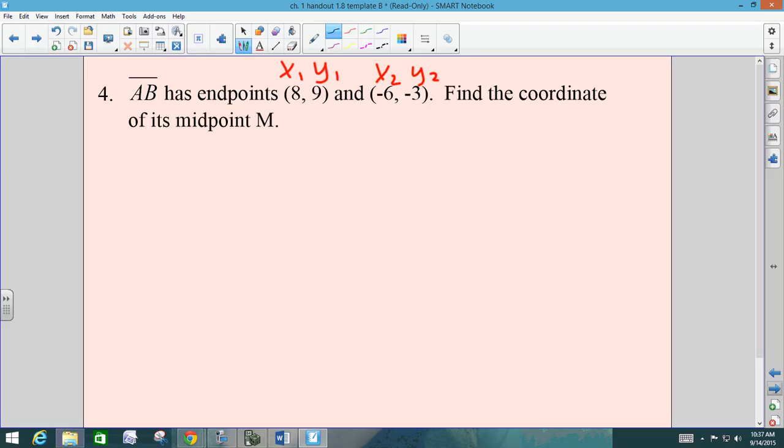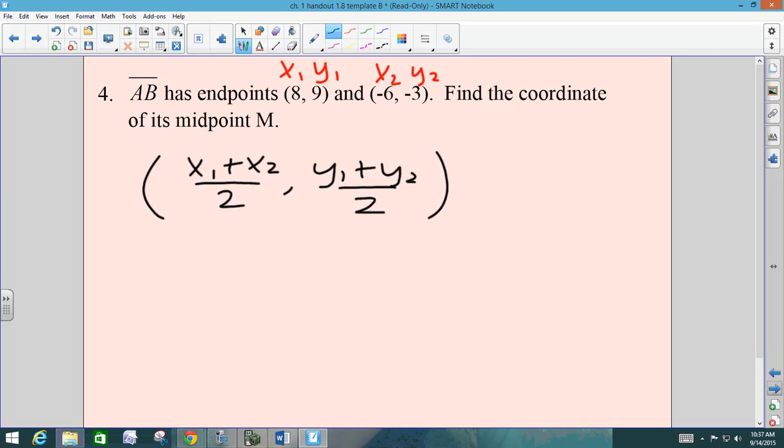I don't have it up here anymore, but you do. x1 plus x2 over 2, y1 plus y2 over 2. Substitute what we just labeled. What should I substitute in for x1? How about in for x2? What should I substitute in for y1? How about in for y2?